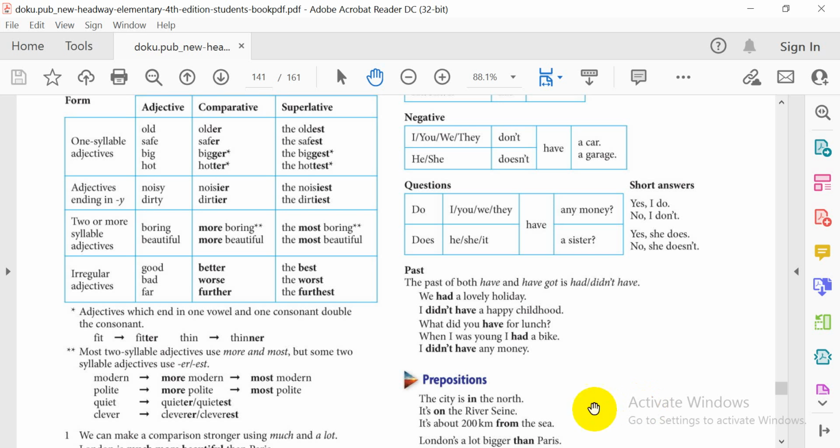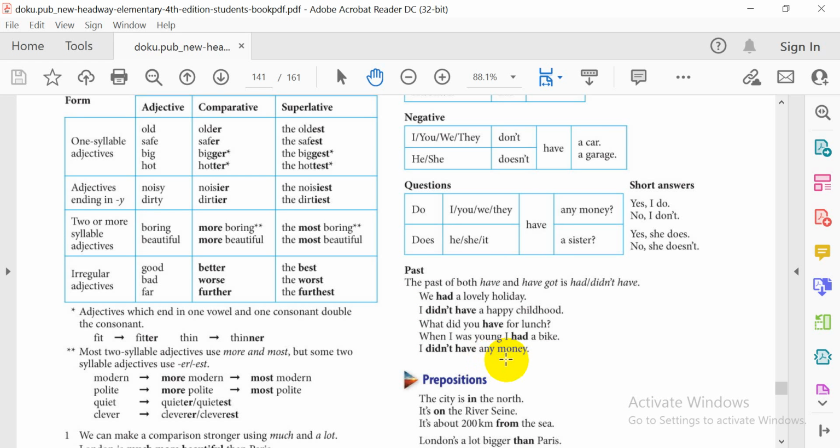For example, we had a lovely holiday. What did you have for lunch? When I was young, I had a bike. I didn't have any money.